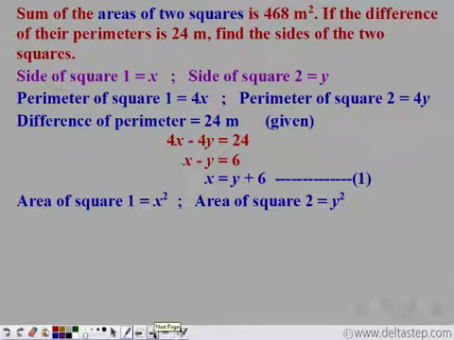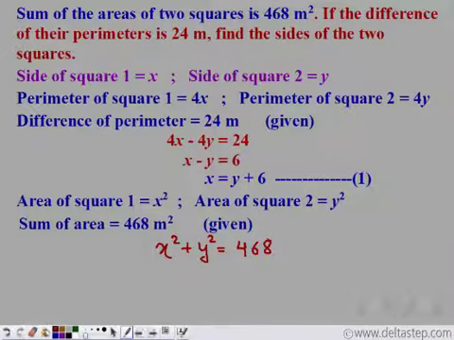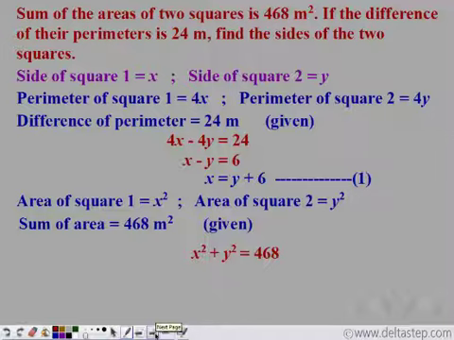So the area of square 1 is x square. The area of square 2 is y square. And it is given that the sum of the areas is 468 meters square. That is, x square plus y square is equal to 468. So we have represented our variables in terms of what is given to us.